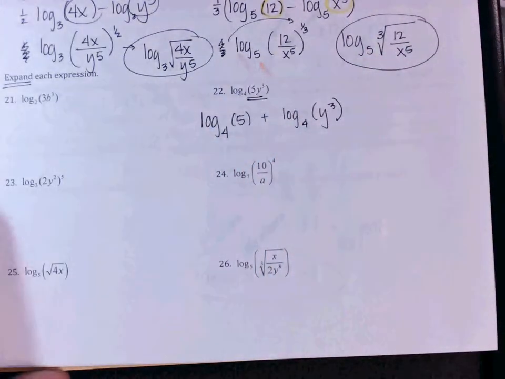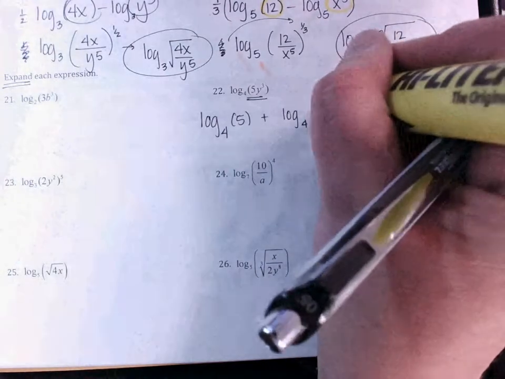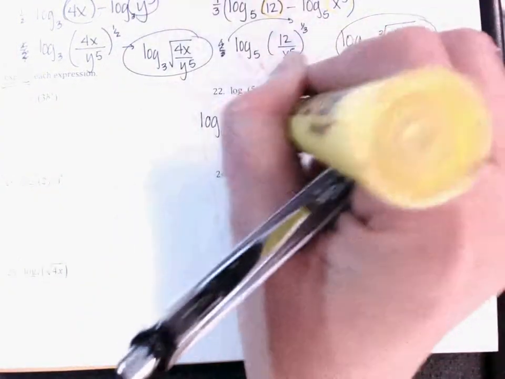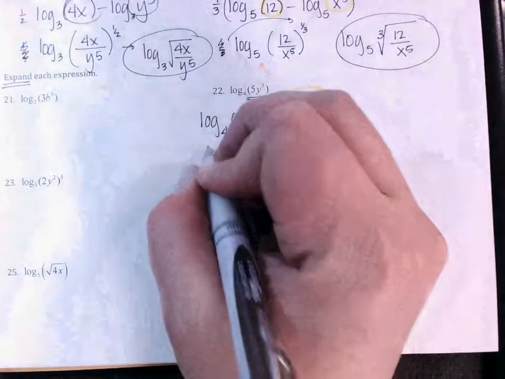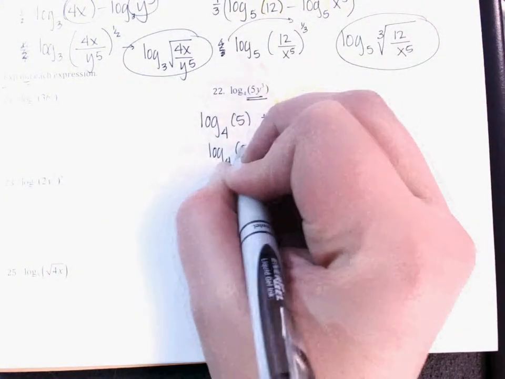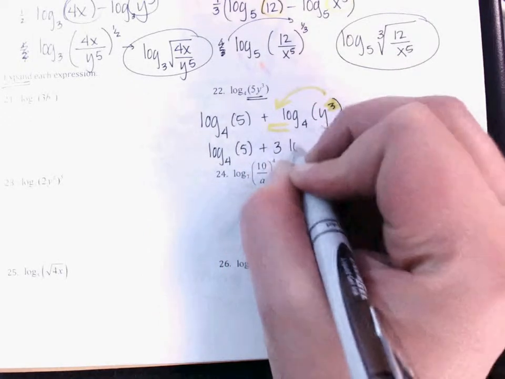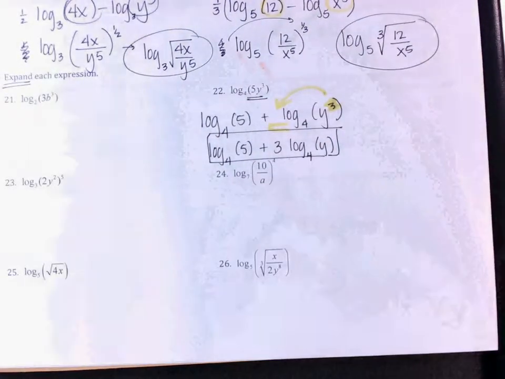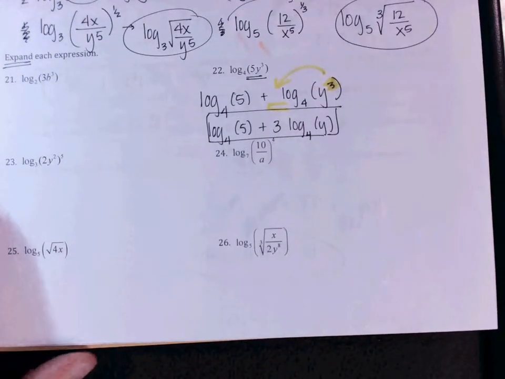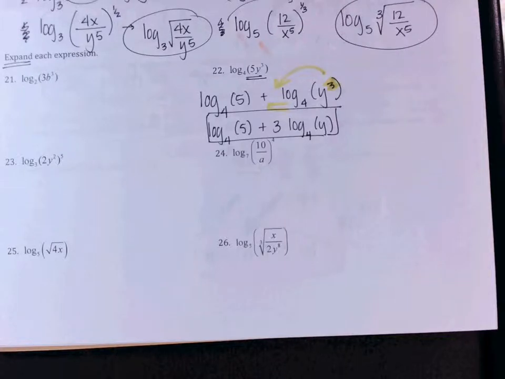There is one other thing that can still move to expand it. What needs to go back to the front? The 3, and it's going to end up going right here. So it'll be log little 4 of 5 plus 3 log little 4 of y, and that'd be your answer. Now, if you don't put the parentheses around the 5 or the y, I don't care, that's fine. Okay, they should be there, but if you don't put them, no big deal.